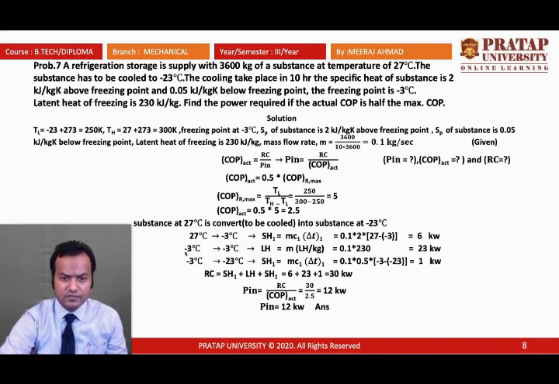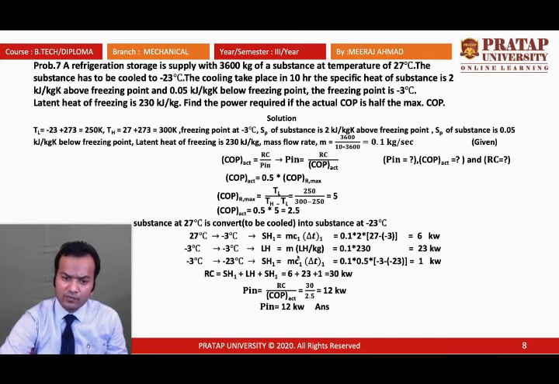After that, the freezing point is there. So for the heat extracted from the substance in the freezing phase, the latent heat of freezing should be extracted from the substance, and the latent heat of the substance is given as 230 kilojoules per kg. Then it is multiplied by the mass flow rate. This is 0.5 into 230, which is equal to 23 kilowatts.